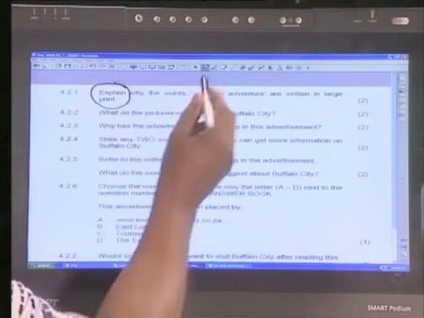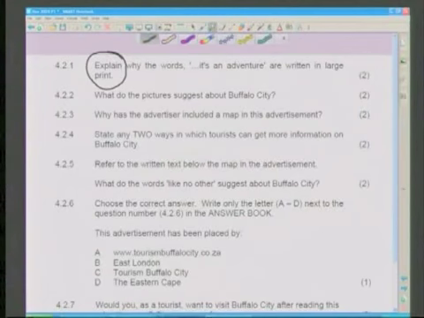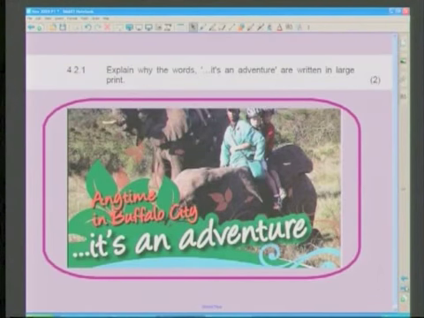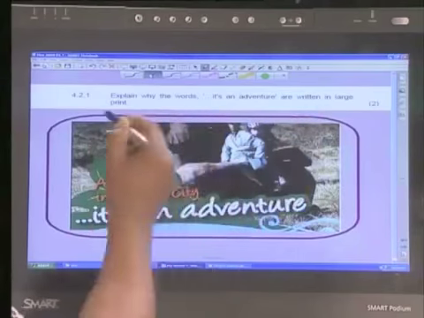And let's look at what we need to do there. We need to look at that and explain. And when we try to explain what we have there, this that we need to do is exactly what answers the question that we have. Explain why the words "it's an adventure" are written in large print.